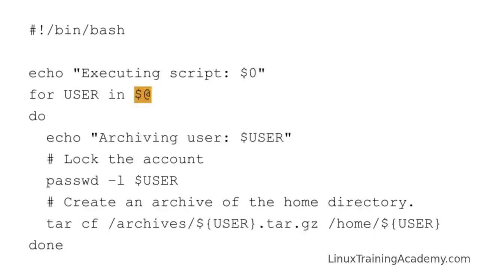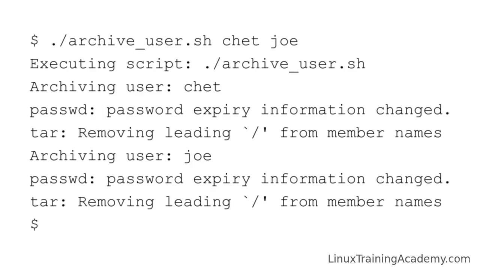You can access all the positional parameters starting at $1 to the very last one on the command line by using the special variable $@. Here's how to update the script to accept one or more parameters. Now you can pass in multiple users to the script, and the for loop will execute for each user that you supplied on the command line. Here's what the script would look like if we passed in 2 users, in this case, Chet and Joe.